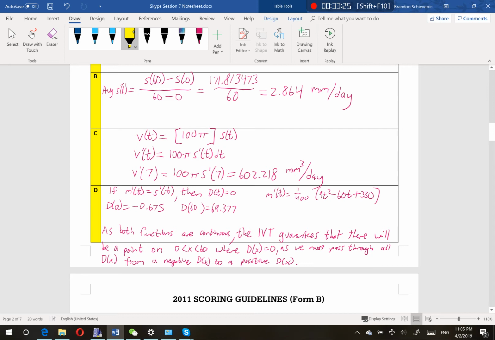was this part. So finding our start point, this part, finding our endpoint, mentioning that we are continuous, and then guaranteeing that there will be a point where d is 0.